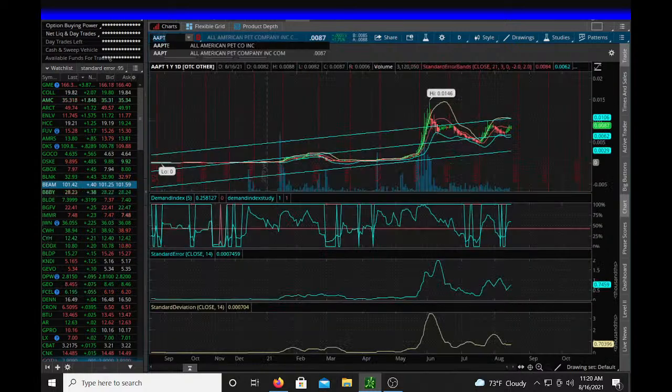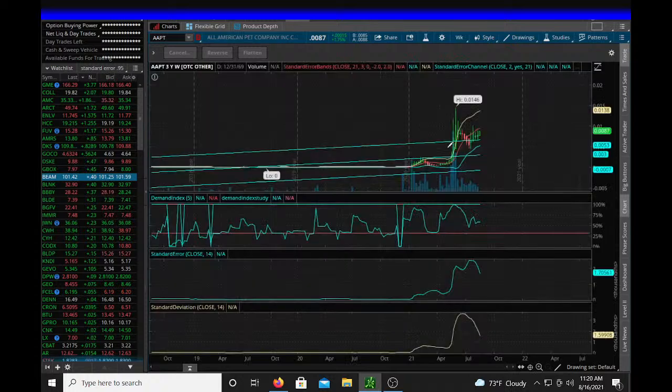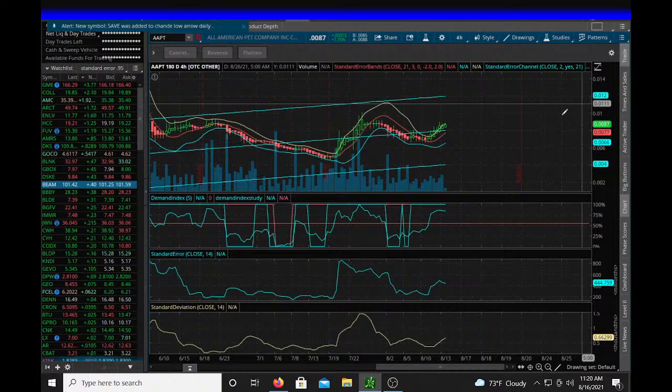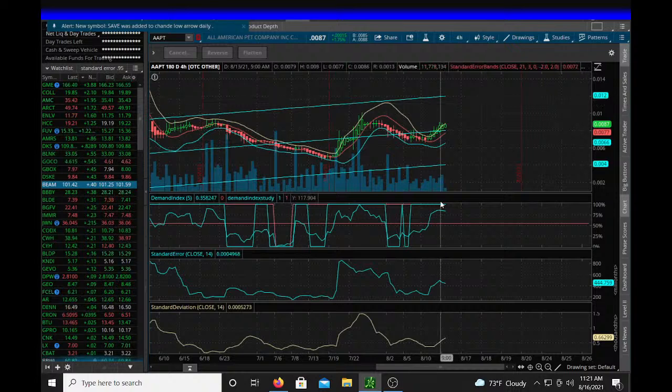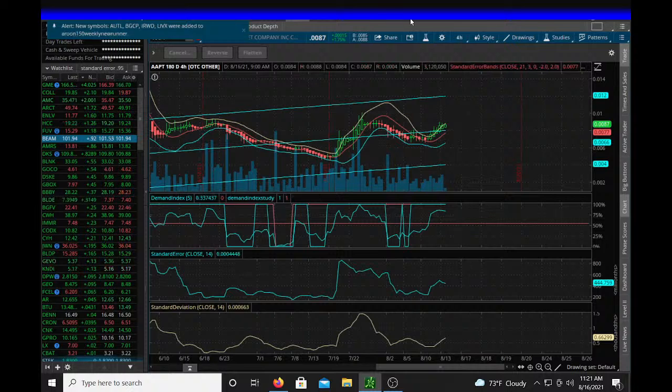AAPT, the All-American Pet Company. It's a bit overextended here on the weekly, losing some of its momentum there. On the 4-hour, see, these are not necessarily agreeing with each other. Okay. Yeah, I would wait for this one to hit its low there.